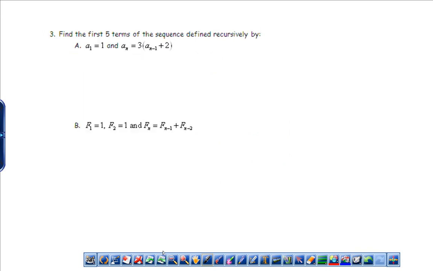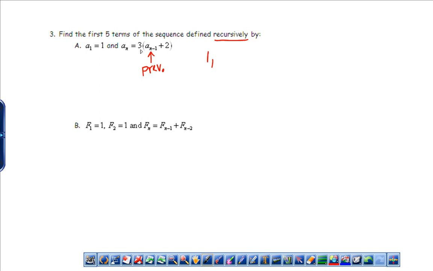Okay. So here we have something called recursive. This is where you take the previous term and you do something with it to get to the new term. And this right here is the previous term. That's all that means. It's the term before the one you're talking about. You have to be given at least one term in order to do recursive. Normally you're just given the first term, but it really could be the first 2 or the third or whatever.